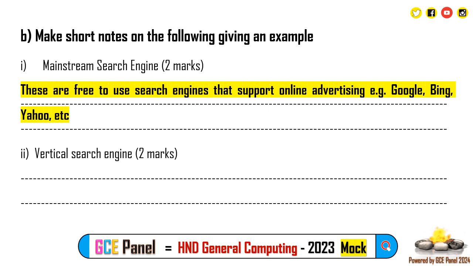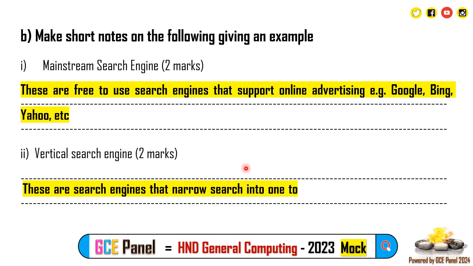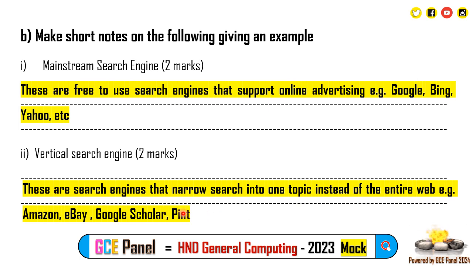But for vertical search engine, their search is narrowed. They don't search the entire web. It is focused on a particular brand or niche or product. For example, you have Google Scholar, right? You have Amazon and so on. So a vertical search engine is a search engine that narrows search into one topic instead of the entire web, e.g. Amazon, eBay, Google Scholar, Pinterest. Okay, so all these are vertical search engines. They narrow down the search into something, not the whole. Okay.